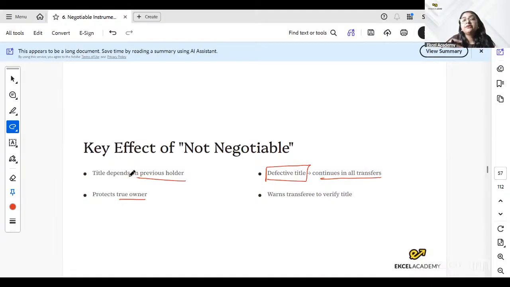Let's say, for example, A issued a check in favor of B, but it got stolen and was endorsed to C. In that case, B will be protected. Why? Because it was supposed to be credited to B's account, and the transferee had to verify title. That is, if a check has a not negotiable mention, it is the transferee's responsibility to make sure that the transferor has title, because if anything goes wrong, the transferee will not get a better title than that of the transferor. All right, so I hope you are clear with this.